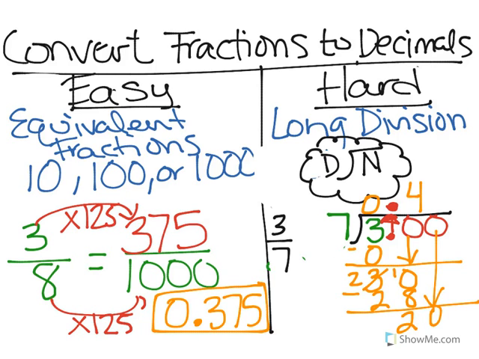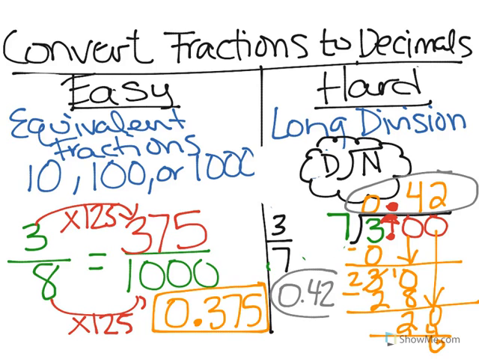7 goes into 20 2 times. 2 times 7 is 14. You subtract and you get 6 left over. Now, I'm going to stop there. It's going to have me keep going. So my final answer is going to be my quotient. 0 and 42 hundredths is what 3/7 is equal to. And that is how you convert a fraction to a decimal.